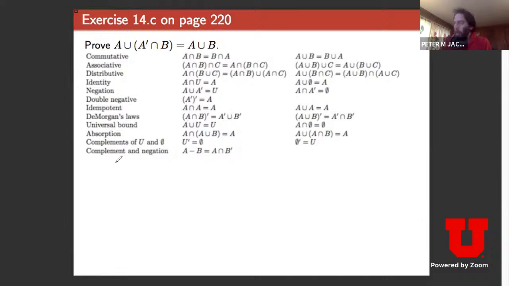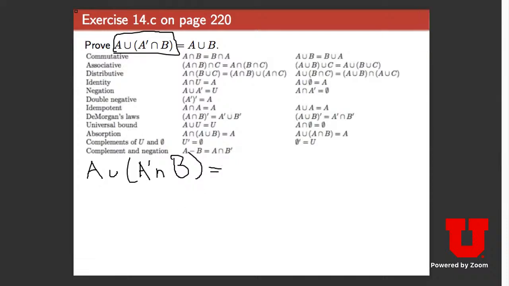All right, so let's start by writing the left-hand side down, and then we'll try to apply these rules and arrive at A union B. So we start off with A union A prime intersection B. Does anybody want to tell me the first rule that they applied? I applied distributive. Okay, so let's do that. That sounds like a good idea. So we're using the distributive property.